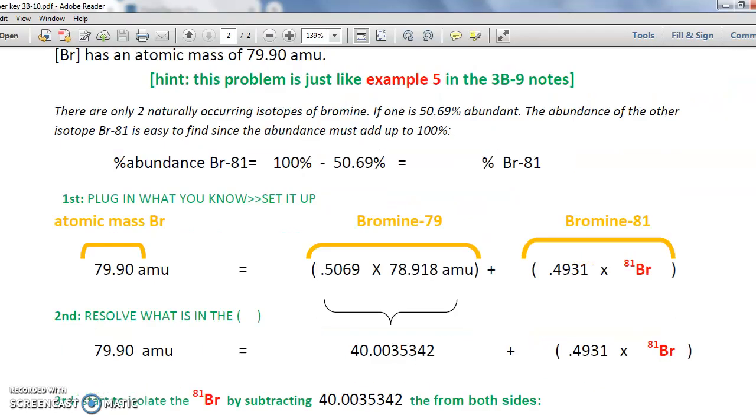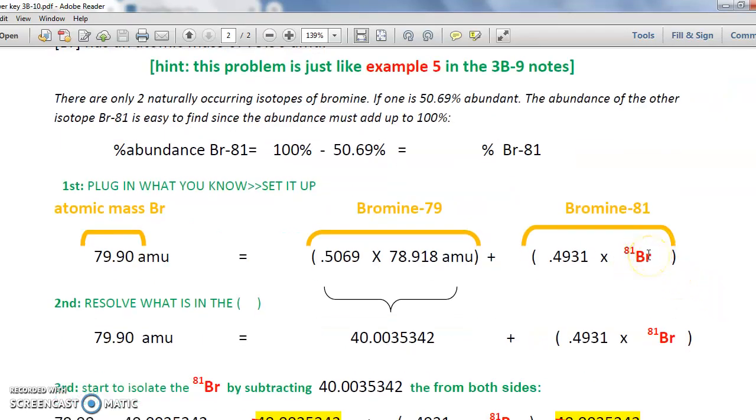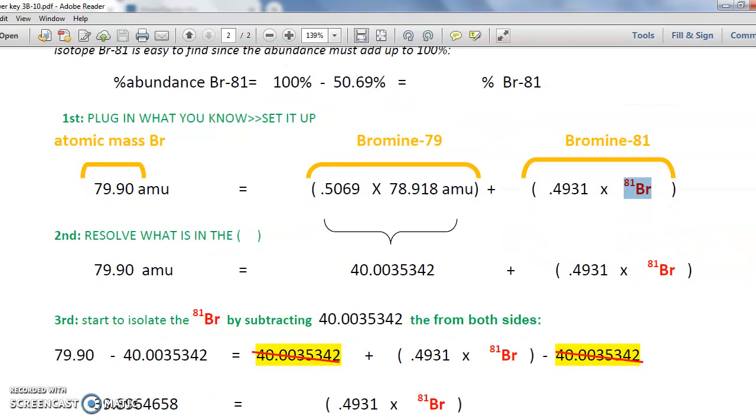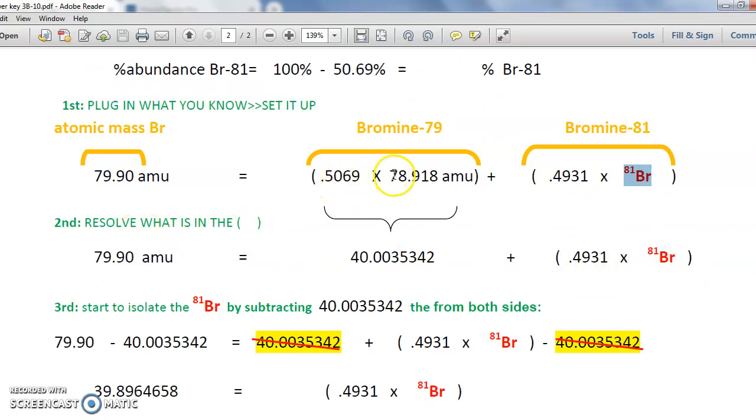Now we've got to solve this. We're looking for the bromine 81. We want to solve this equation to isolate this variable, bromine 81. So the first thing I do is resolve what is in here. I take the 0.5069 times the 78.918. I get 40.0035342. We do not round in the middle of the problem. Always use the numbers you have. We round at the end of the problem.